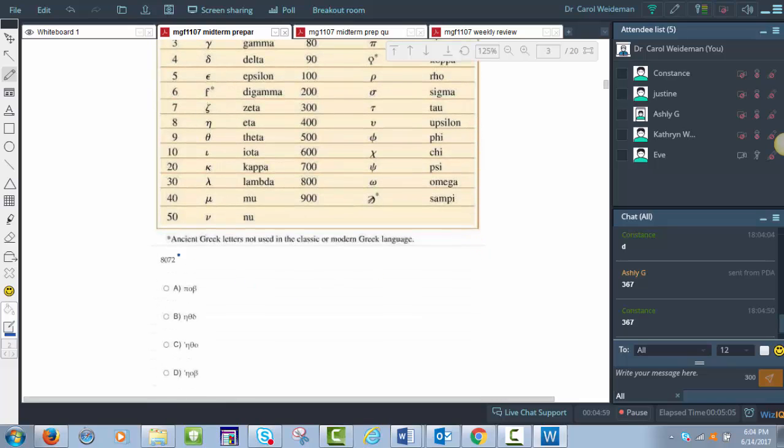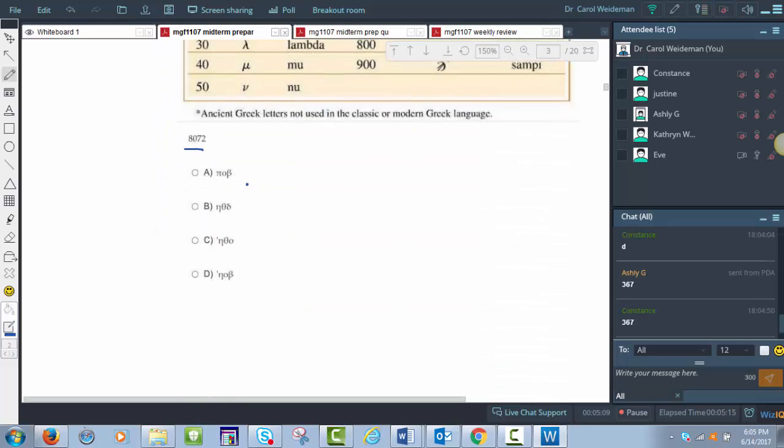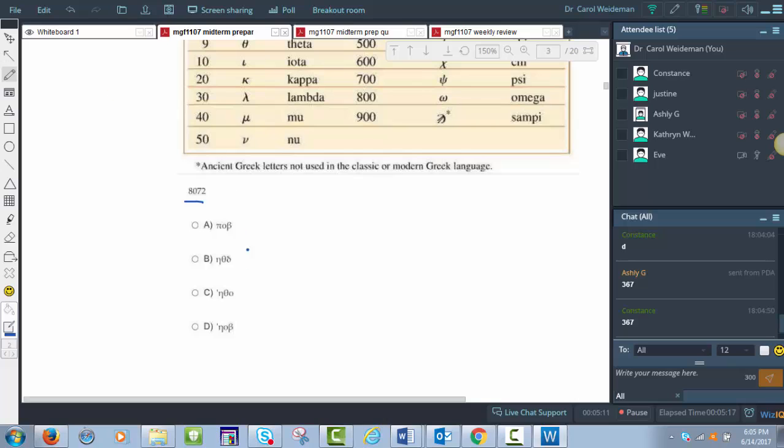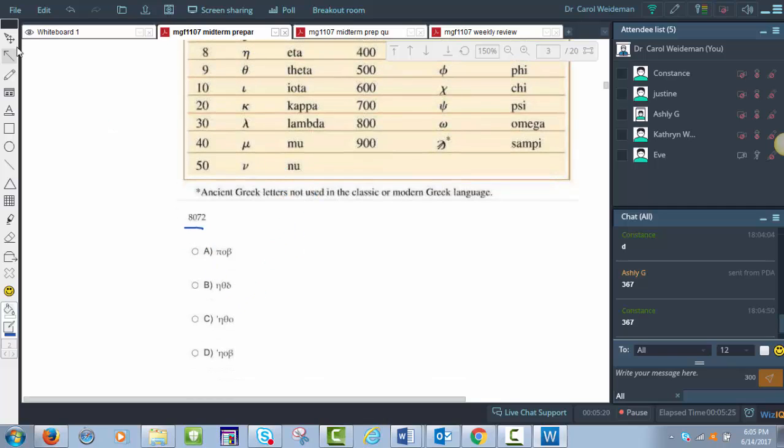And they want us to pick the right representation for the number 8,072. Now, remember what we did on this one. Remember, in order to multiply by 100, we used the iota up here, up and to the left of the symbol. So that's going to be 8. Where's the 8 symbol? It's the eta. So I know I can eliminate these two.